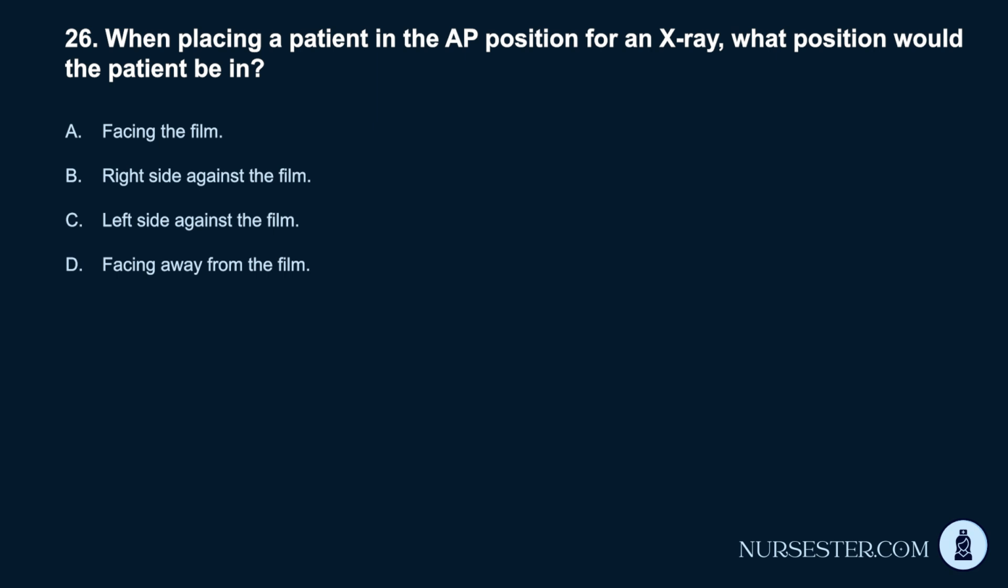26. When placing a patient in the AP position for an X-ray, what position would the patient be in? A. Facing the film. B. Right side against the film. C. Left side against the film. D. Facing away from the film. Correct answer, D. Facing away from the film.